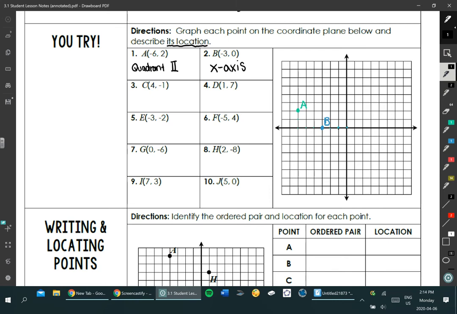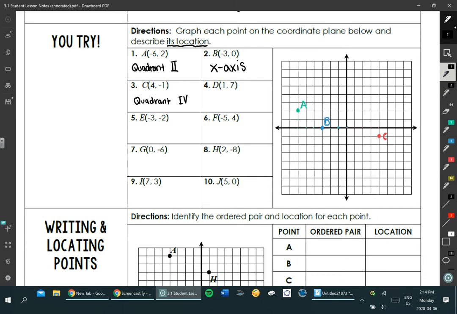Okay. All right, let's try point C now. So again, I start at the origin, okay, and I see my x-coordinate is 4, so I'm going to move 4 to the right. 1, 2, 3, 4. And I'm going to move 1 down. So I'm going to put my point right here, and I can call that C. Okay. Now, which quadrant is that one in? That is quadrant 4.